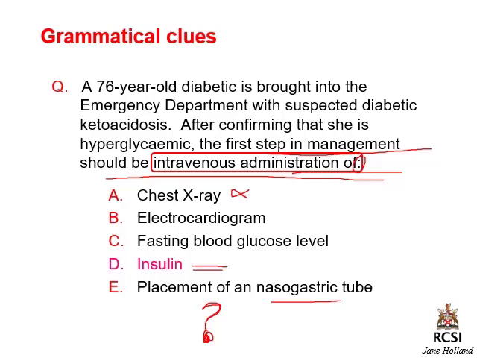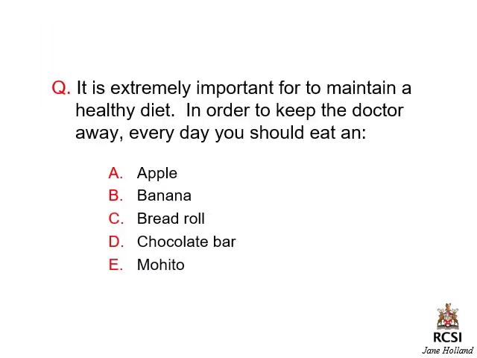Next example, if I can get this to advance. Okay, so here we can see that you have another run-in sentence. Every day you should eat an, well, the indefinite article here in front of a vowel is going to be an. In front of all the others, it would be a. So this is another issue with a run-in sentence. If you said, what should you eat every day in order to keep the doctor away? Question mark. You wouldn't have this cue there.